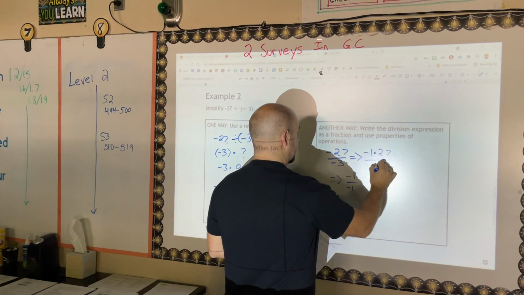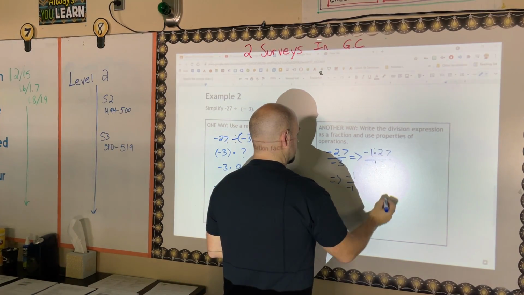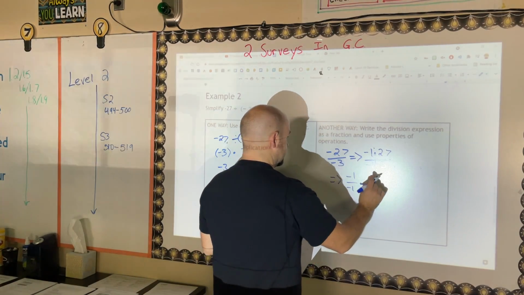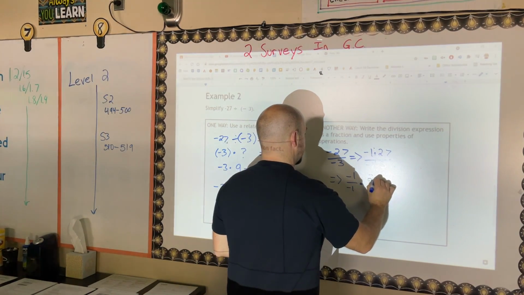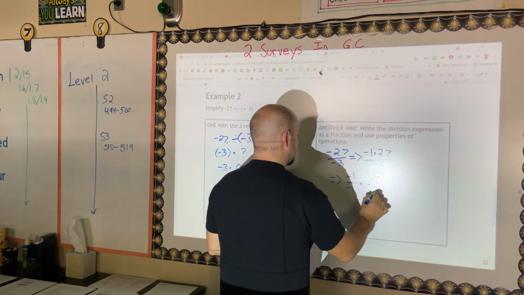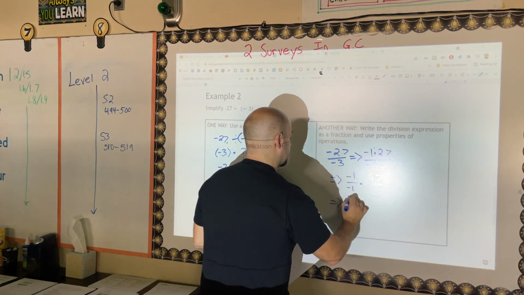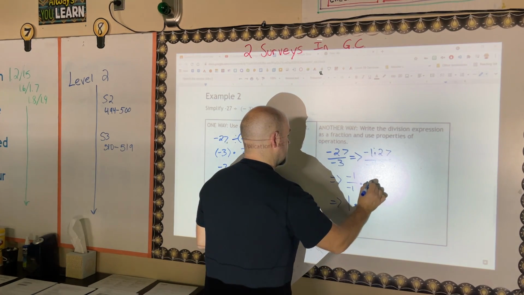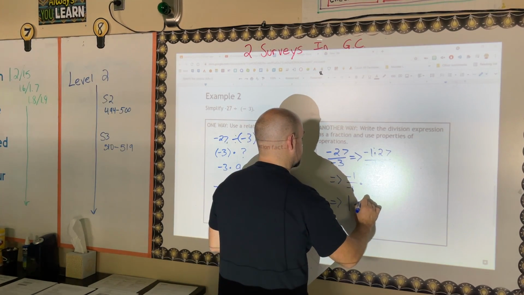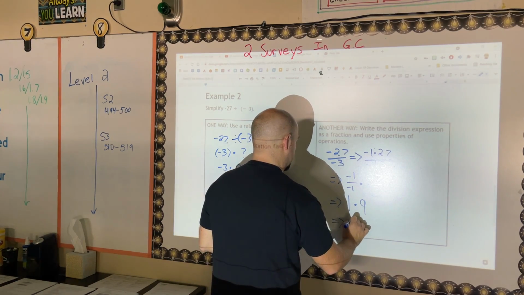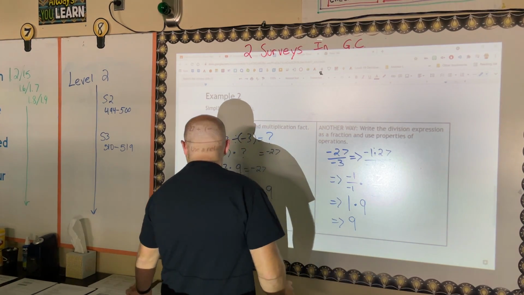We can separate those as well: negative 1 divided by a negative 1 times 27 divided by 3. Negative 1 divided by a negative 1 is 1. 27 divided by 3 is 9. And so all of that is going to become 9.